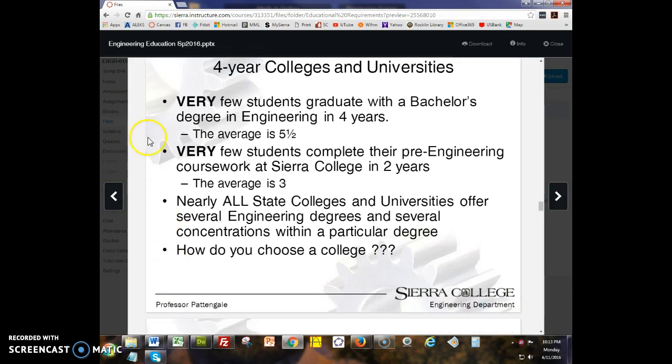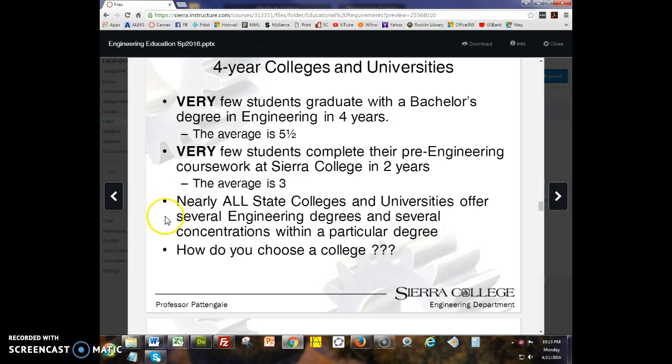So very few students anymore graduate with a bachelor's degree in engineering in 4 years. The average is more like 5.5, so don't get discouraged if it's taking you longer than it seems like it's taking your friend who has perhaps an easier major with a lower unit requirement. Very few students complete their pre-engineering coursework at Sierra in 2 years. The average is 3, and the farther back you start in your math sequence, the longer it's going to take. Math is usually what we call the critical path that pretty much decides how long it's going to take you.